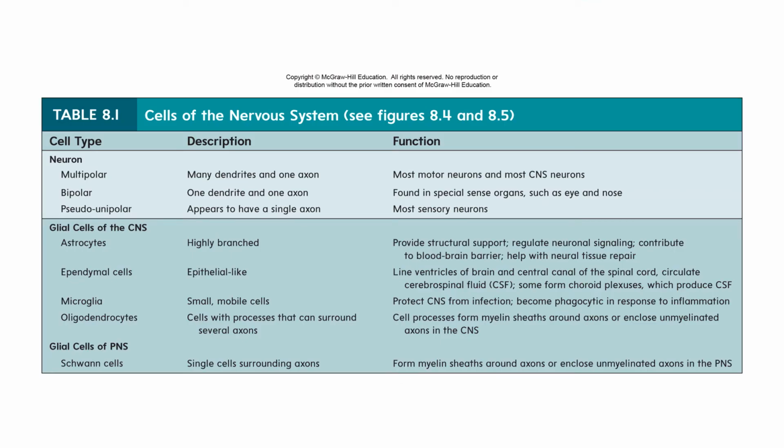This table summarizes the different cells found in the nervous system, may it be a neuron or a glial cell that can be found in our central and peripheral nervous system. They have the description here and of course the functions that you should know when it comes to identifying these different nervous system cells. This summary can also be found in your book, and of course a copy of the lecture will be provided to you.